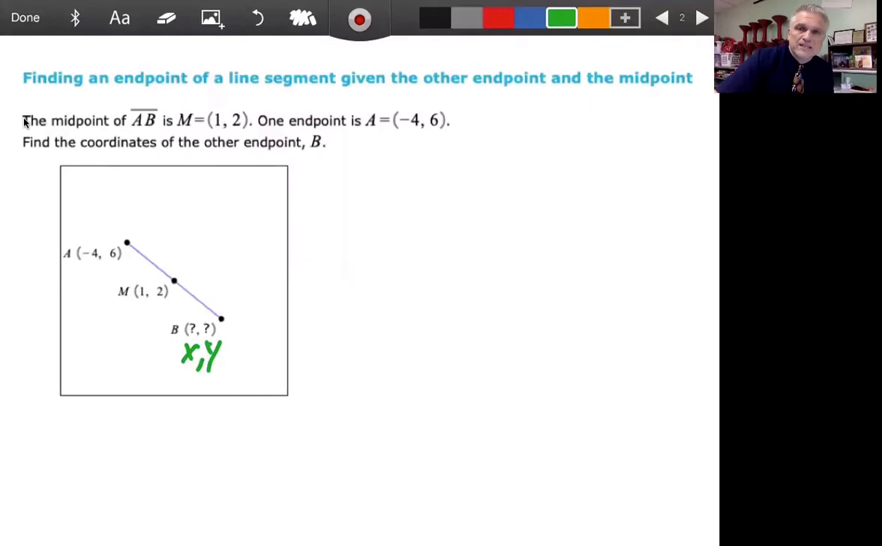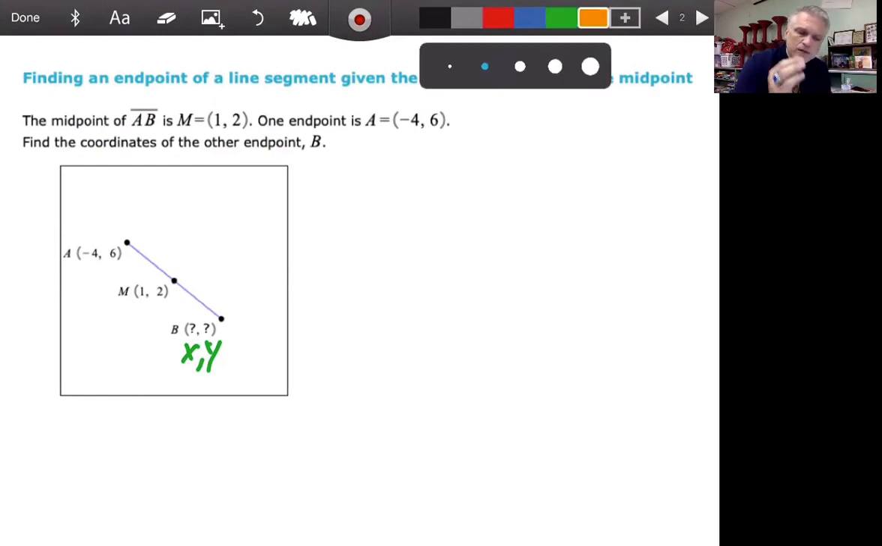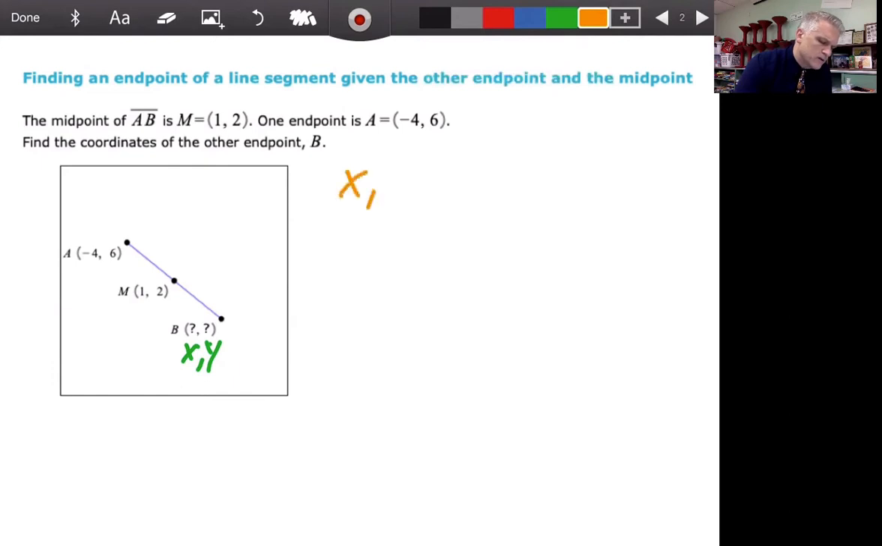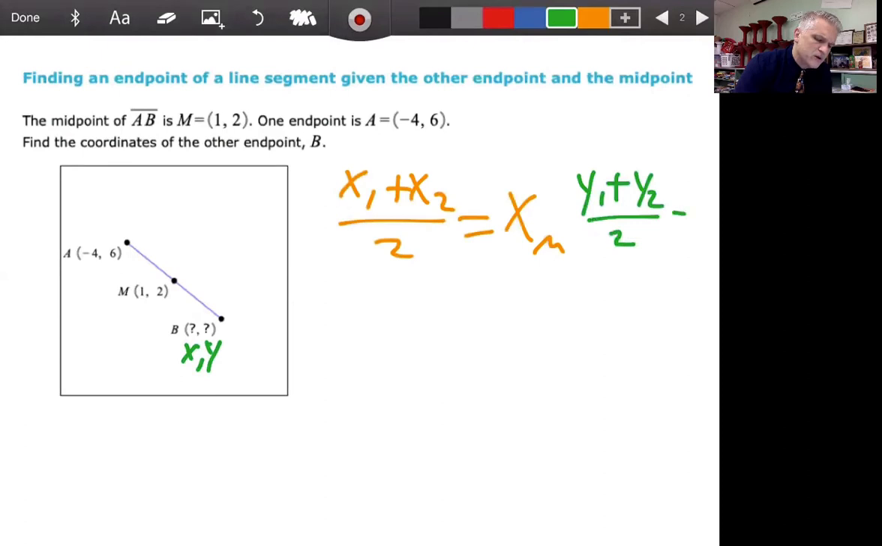This next question is another midpoint question, but this time they gave us the midpoint and they gave us one endpoint. So I'm going to give you two quick ways to do this question. The first one is with the formula that we had. If I take x1 plus x2 and divide it by 2, I'm going to get the x of my midpoint. And if I take y1 and y2, add them and divide by 2, I'm going to get the y coordinate of my midpoint.